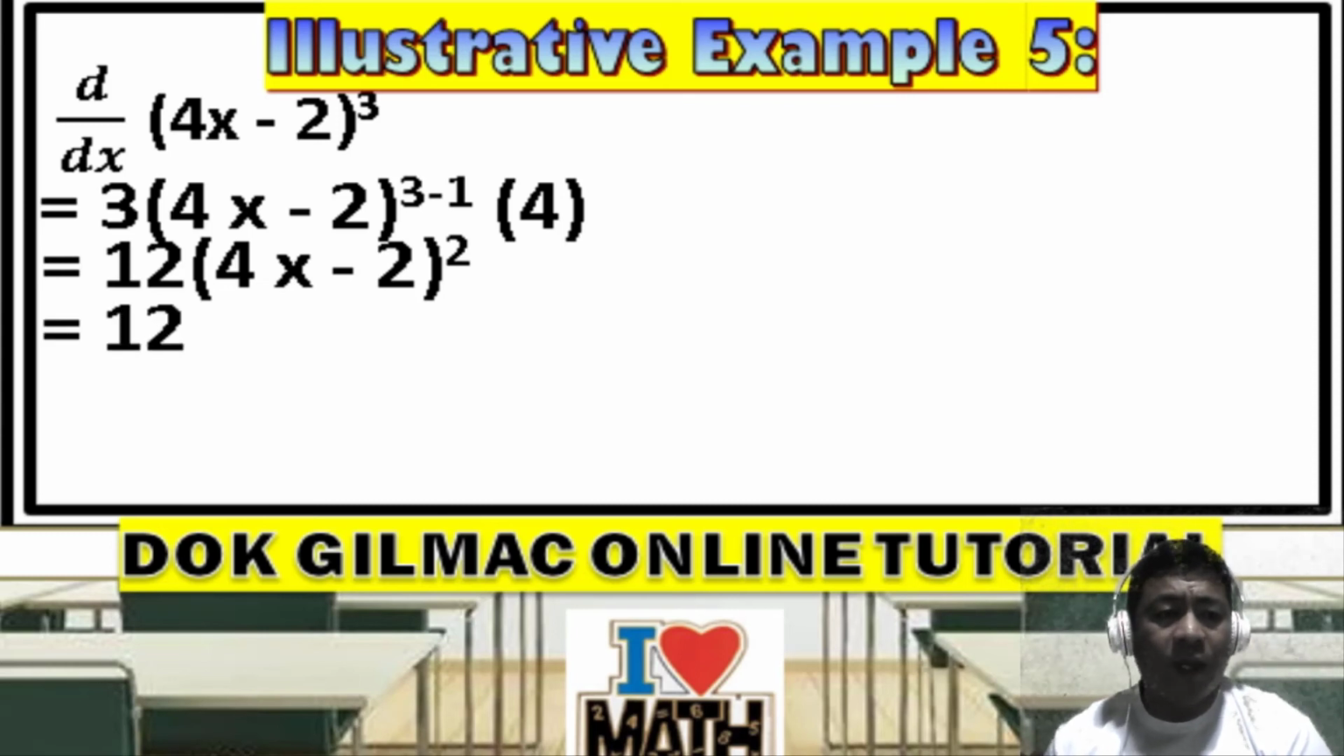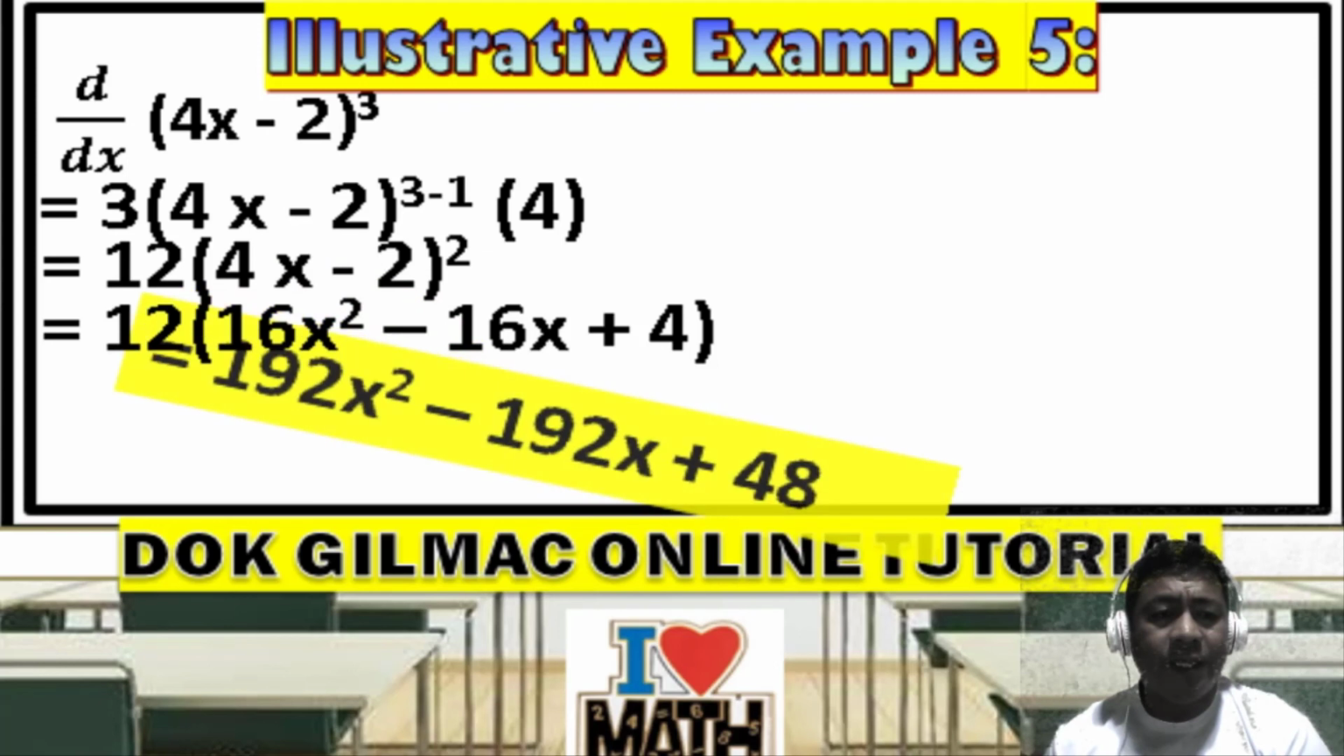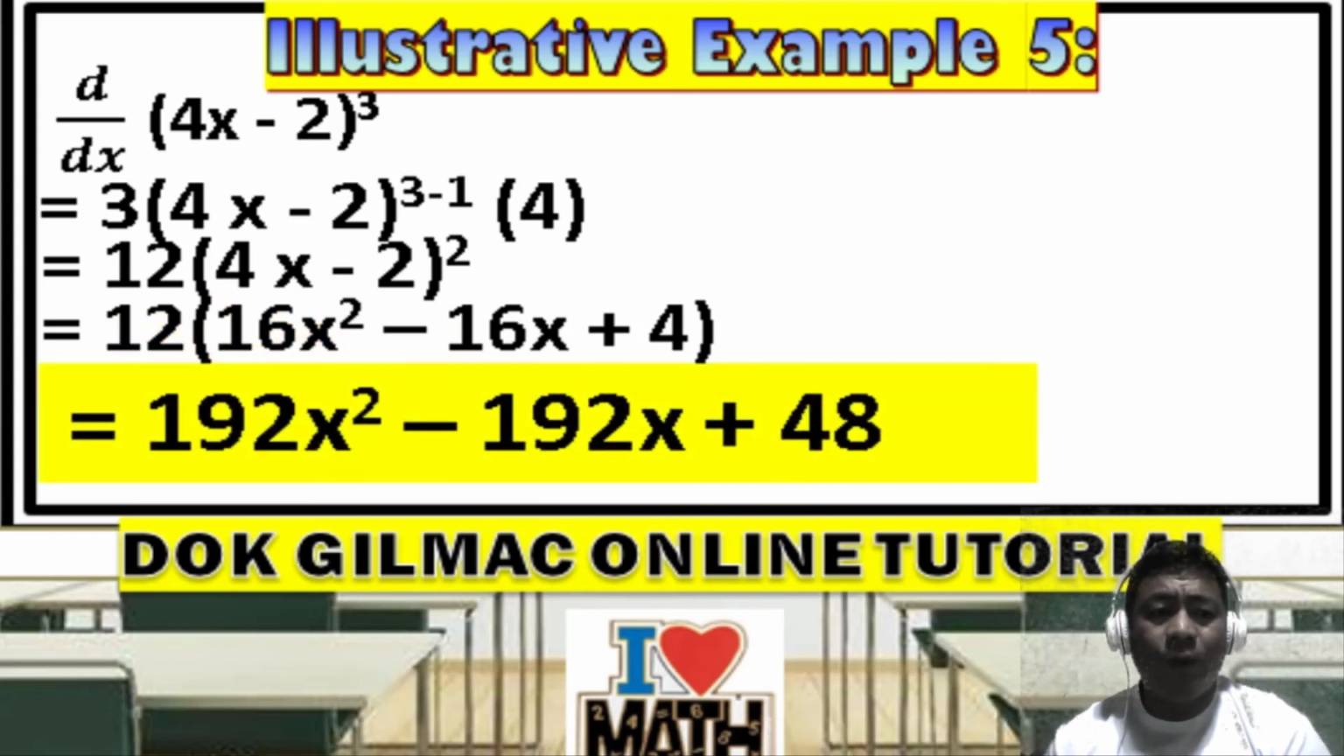Simplifying further, we have 12 times 16x squared minus 16x plus 4, applying the square of binomial. Simplifying further, applying the distributive property. So we have here 12 times 16x squared minus 12 times 16x plus 12 times 4. So this is just equal to 192x squared minus 192x plus 48.